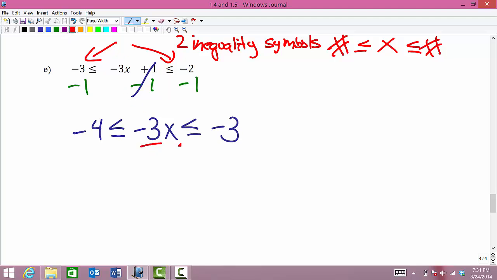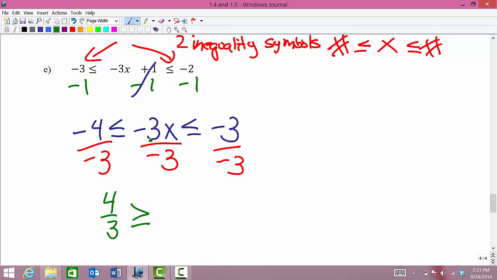And then I want to divide by negative 3. Now what happens when we divide by a negative number? Our inequality symbols have to flip. So we're going to simplify and flip our inequality symbols. Negative 4 divided by negative 3, that's a positive 4/3. Flip our symbol, greater than or equal to. In the middle, our negative 3's cancel, so we're left with just x, greater than or equal to negative 3 divided by negative 3. Anything divided by itself is always 1.